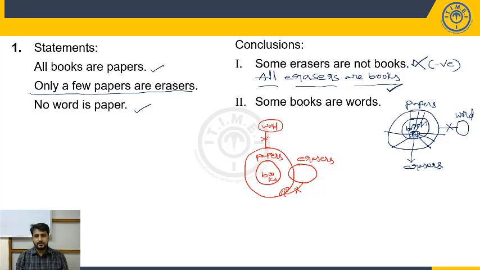Now, what is our second conclusion? Some books are words. Is it there? No. So the second conclusion does not follow. What is my answer finally? 1 does not follow, 2 does not follow. Neither 1 nor 2 follows, which is the fourth option. Choice 4.